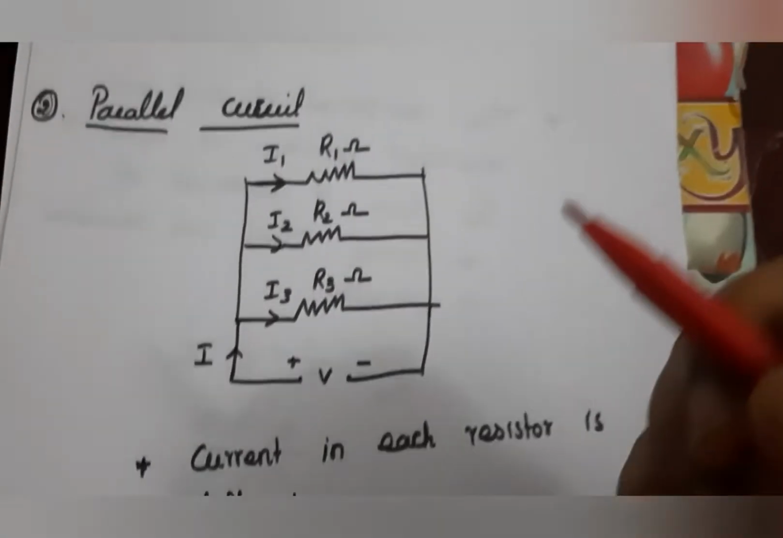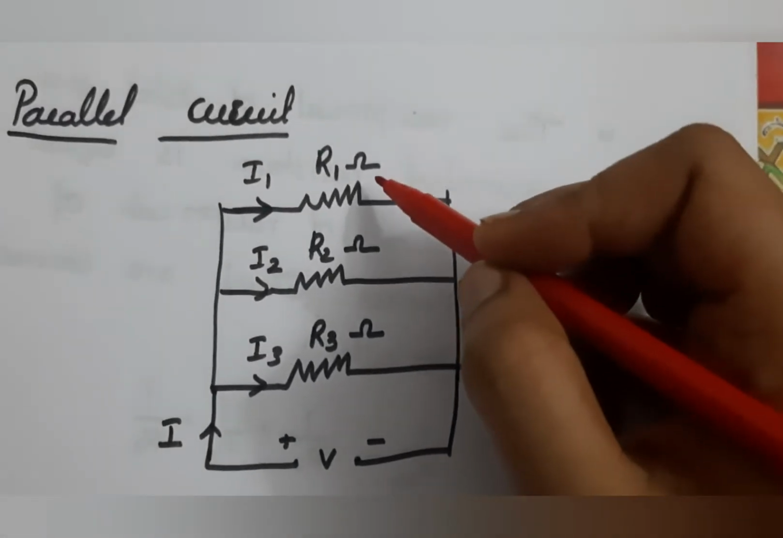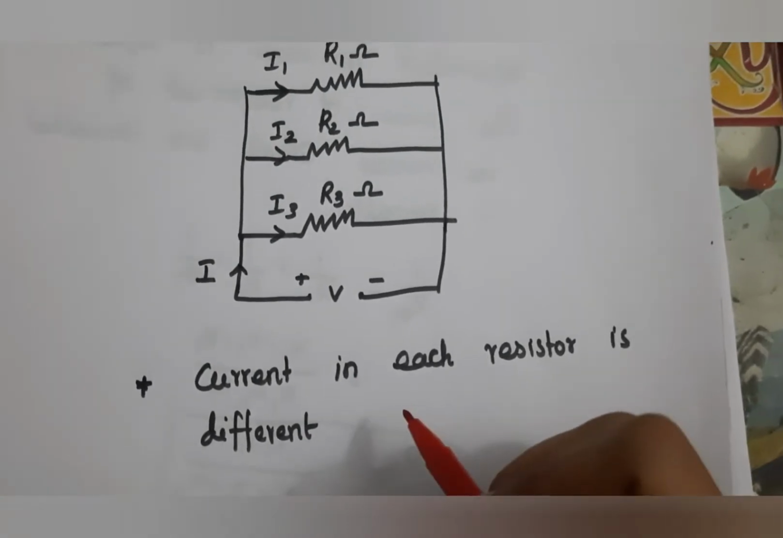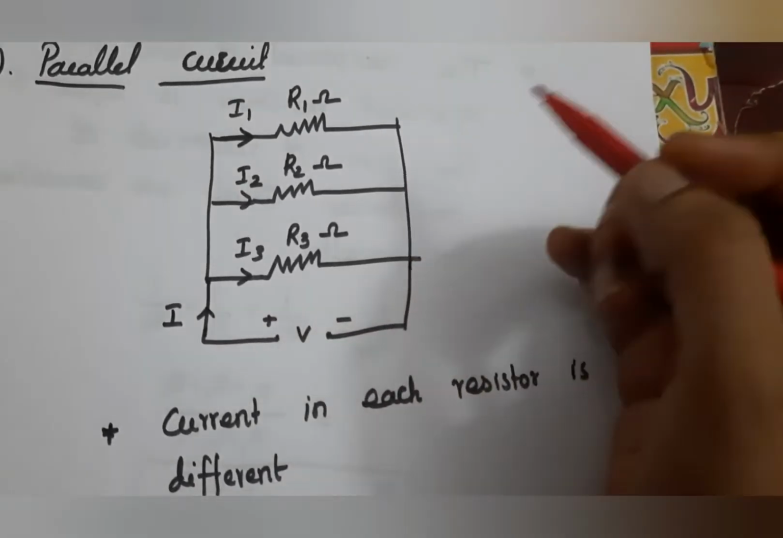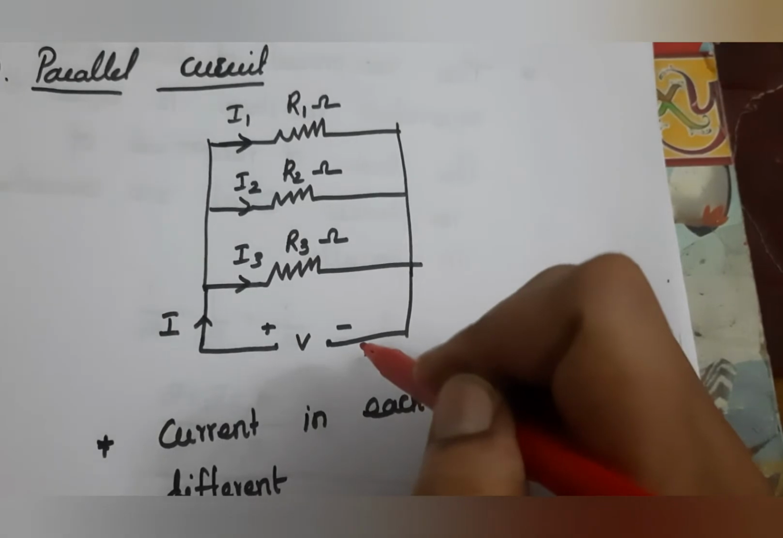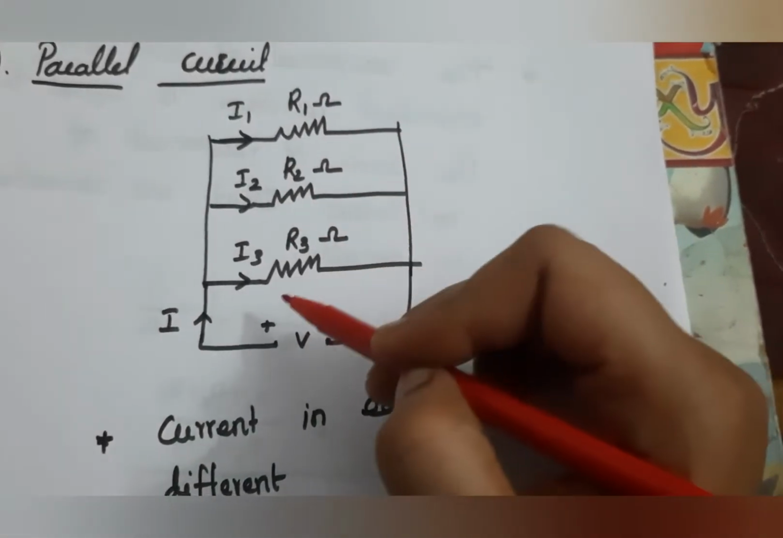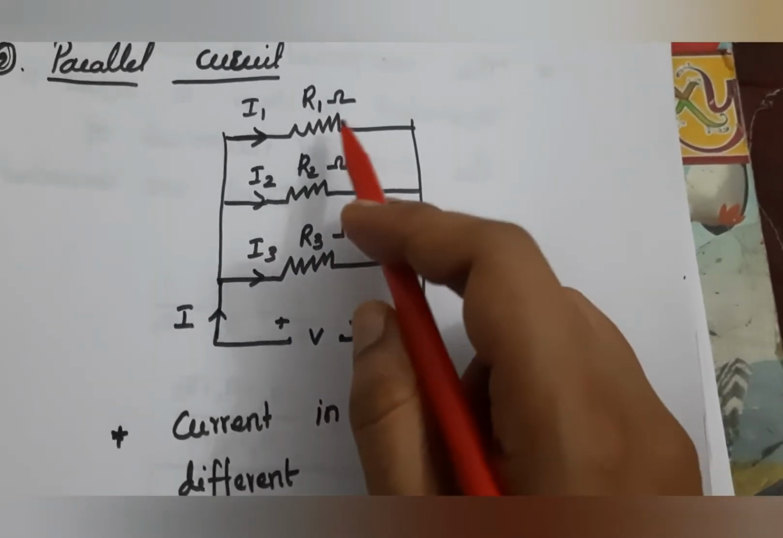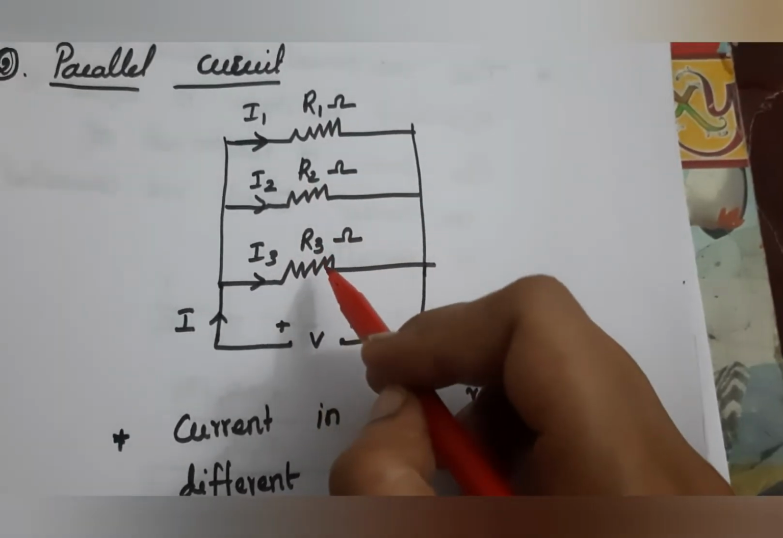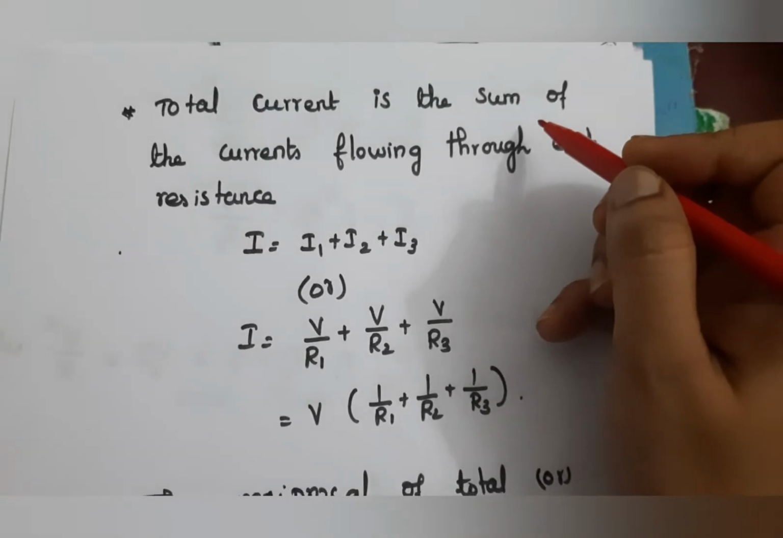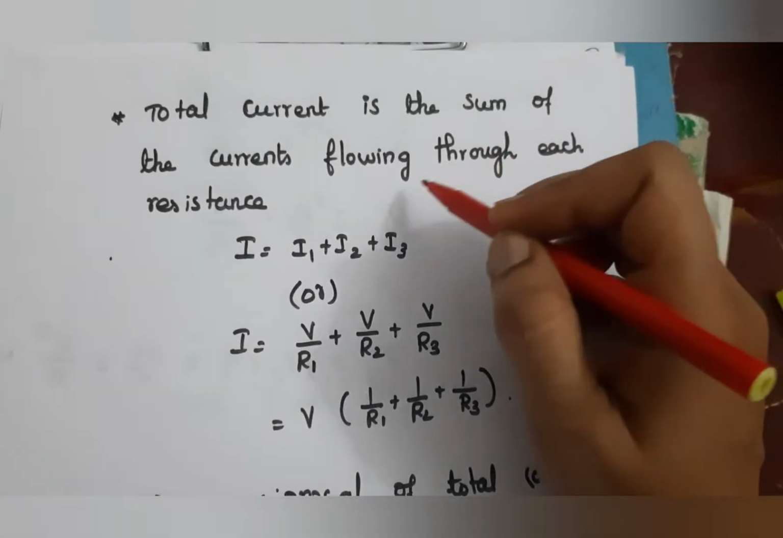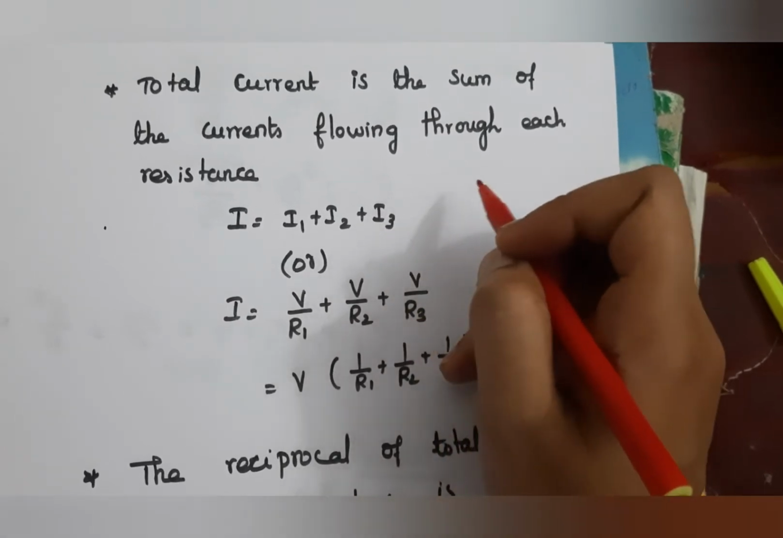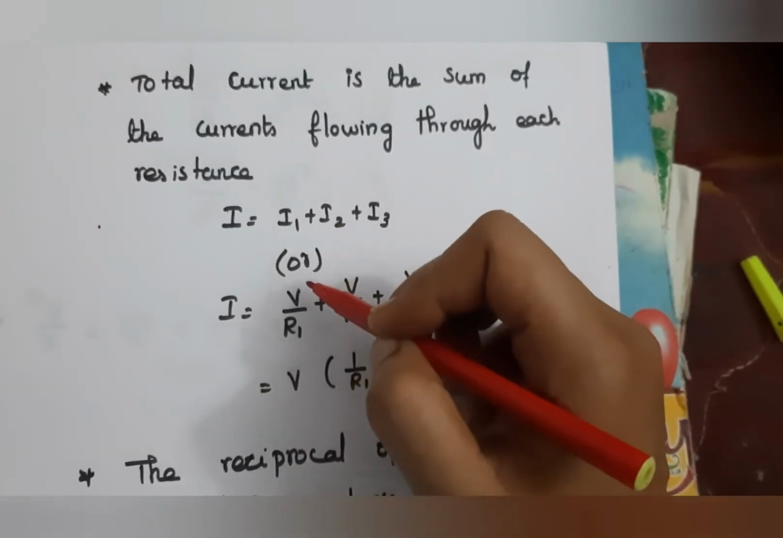Next one is parallel circuit connection. When the resistors are connected in parallel, the current in each resistor is different. In series connection the voltage is different, and for parallel connection the current is different. So I1, I2, I3 have different values for each R1, R2 and R3 value. So the total current is the sum of the currents flowing through each resistance. So I is equal to I1 plus I2 plus I3, or I is equal to V by R.